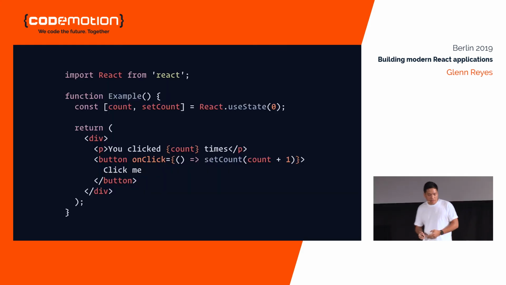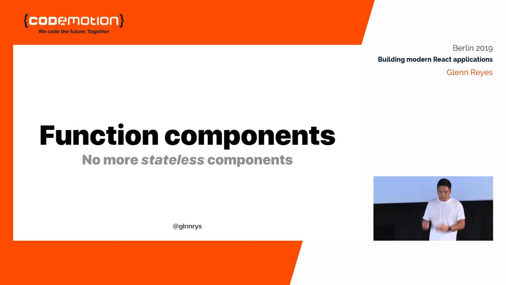So here's a quick example. Basically, we have our function, and then inside here, we call the React.useState and pass it an initial state. And what we get out of it is a state, the count, and a setter, which is the setCount. And in our render, we basically use them. We render our count, and we use our setter in our event handler in this case. So it's pretty interesting.